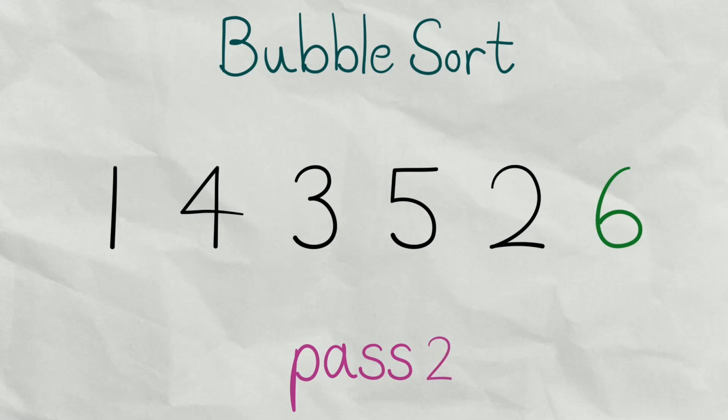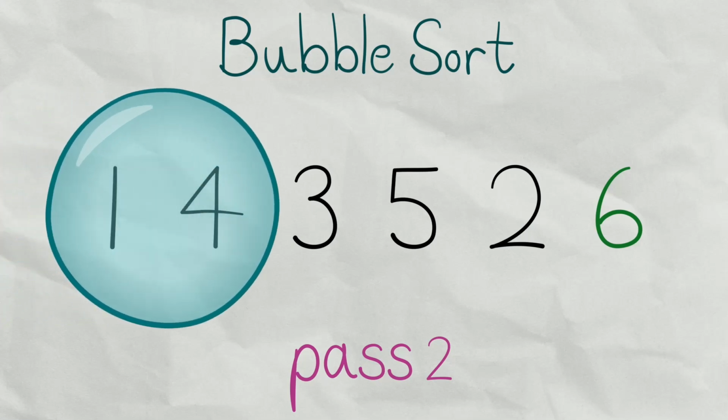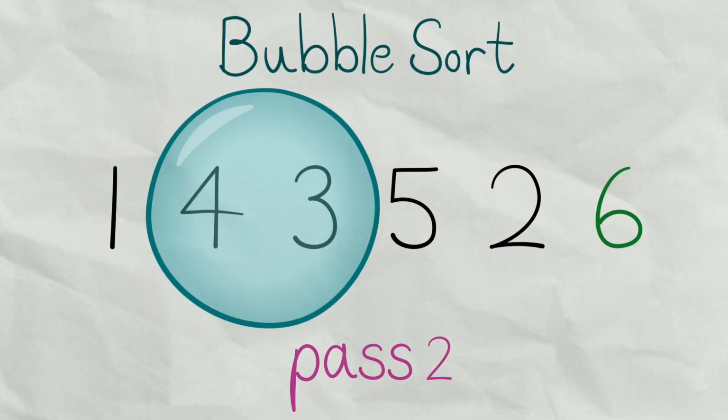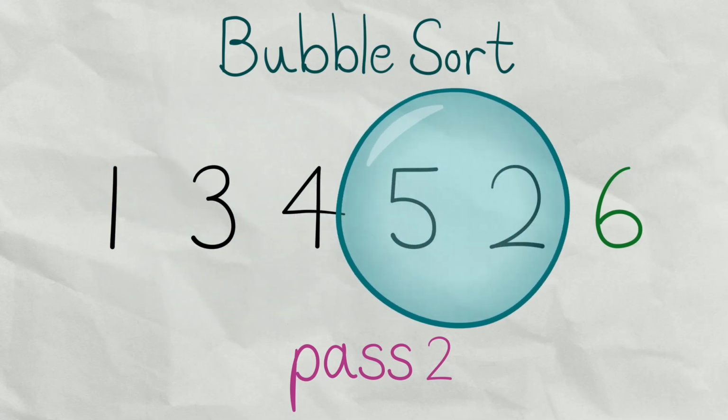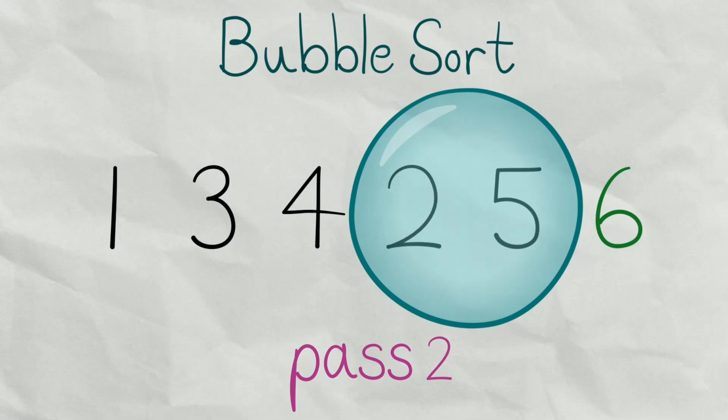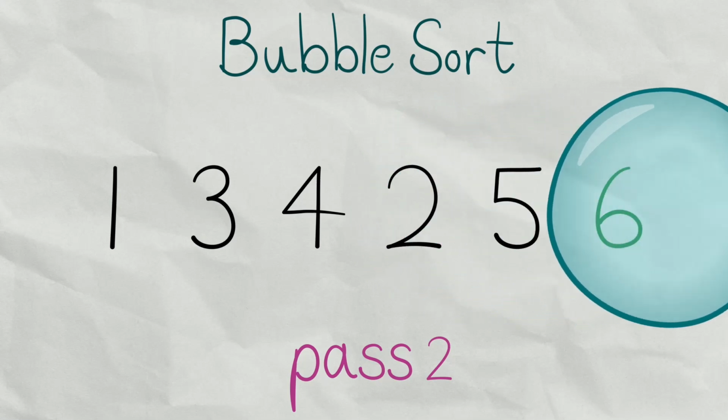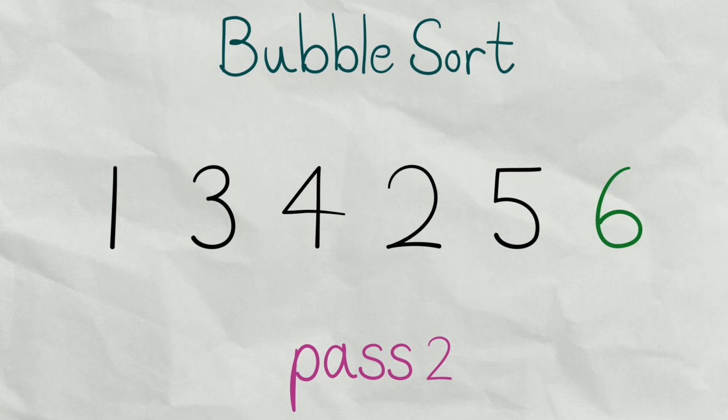Now on to pass 2. We do the same thing again, starting with the first two elements. No swap, swap, no swap, swap, no swap. Pass 2 is now complete. Since 6 was already sorted, the highest number which is now sorted is 5. On to pass 3. I'm sure you don't need my narration for this one.